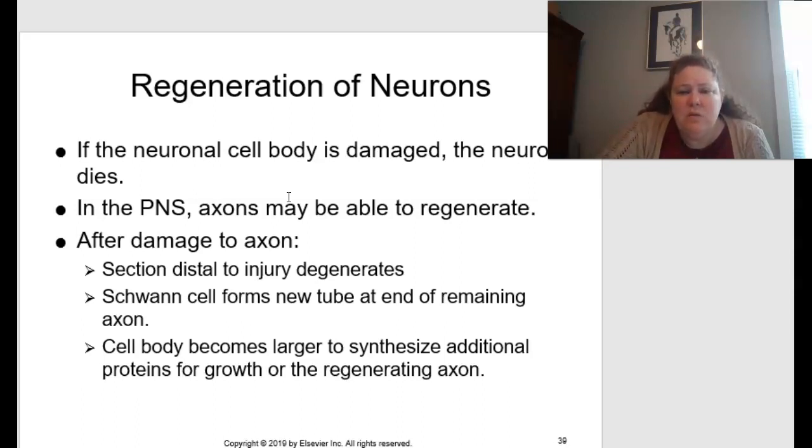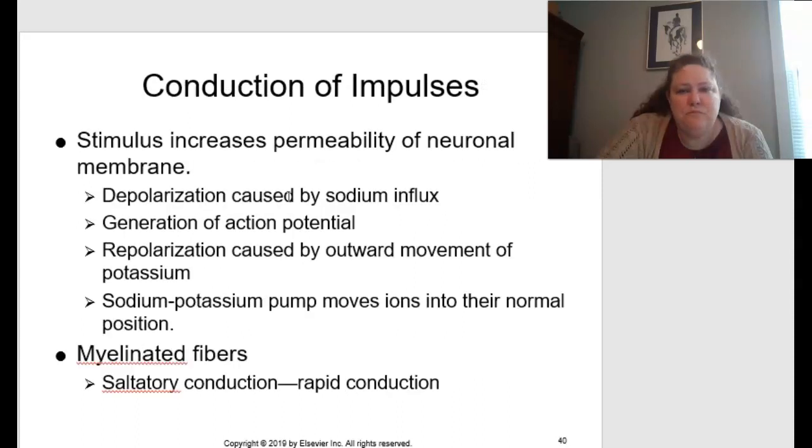Okay. And then what can happen is the Schwann cell can form a new tube at the end of the remaining axon, and then the cell body becomes larger to synthesize or make additional proteins for the growth or the regeneration of the axon. So it's kind of a gray area, right? There are a lot of stem cell studies going on for spinal cord regeneration, but usually if you kill a neuron, it's kind of dead forever.